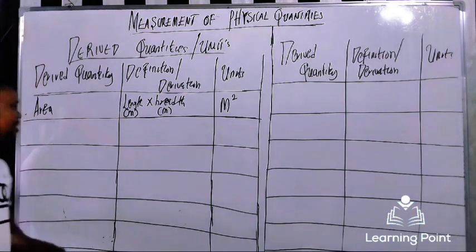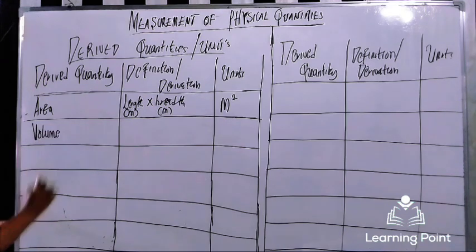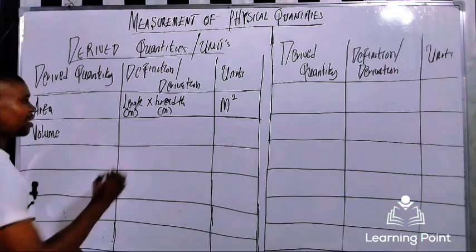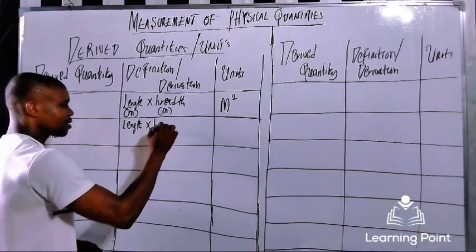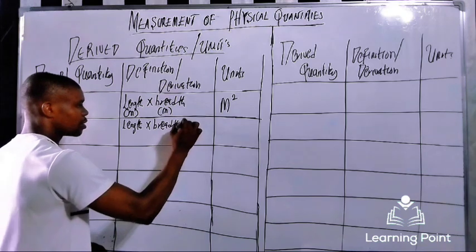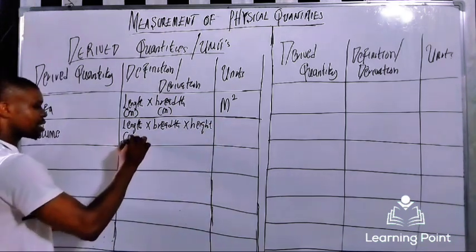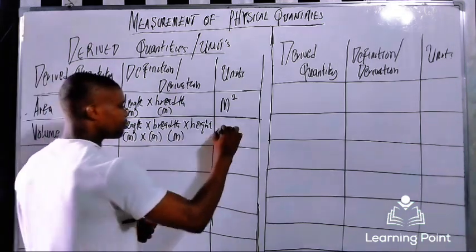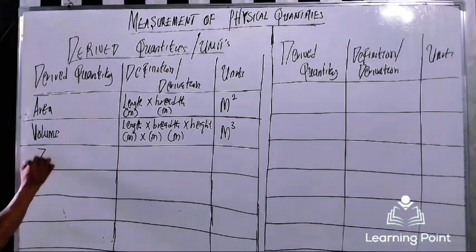Very important. The next one is going to be volume. The definition is length times breadth times height. Which is meter times meter times meter, which is going to be meter cube. Very important.